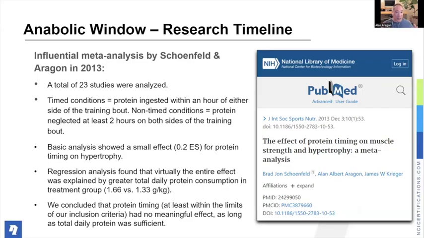And then for the non-timed conditions, we looked at studies that imposed a period of nutrient neglect for a minimum of 2 hours on both sides of the training bout. And what we found was, as long as total daily protein equaled about 1.6, 1.7 grams of protein per kilogram of body weight, then the timing of protein didn't show any significant effect or significant advantage on gains in muscle size and strength.